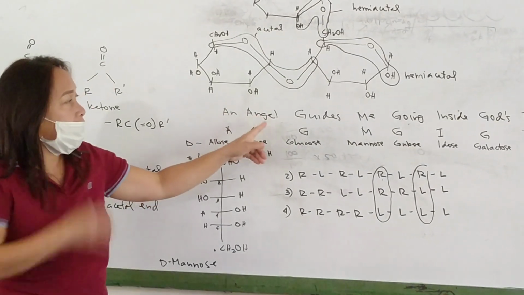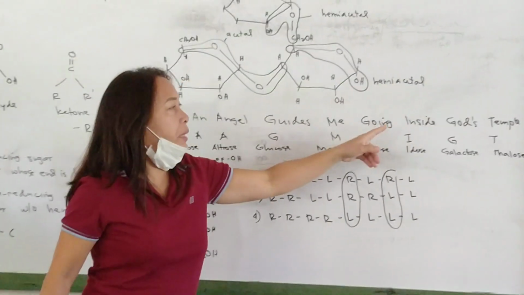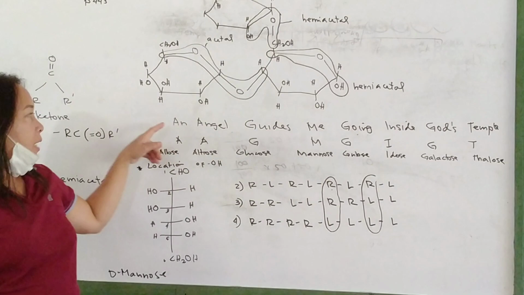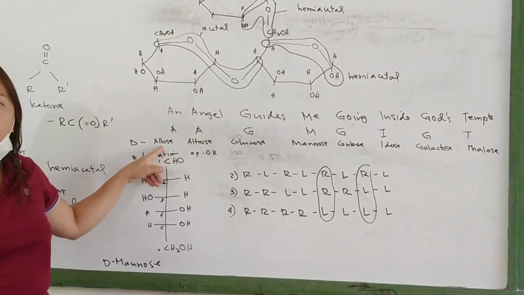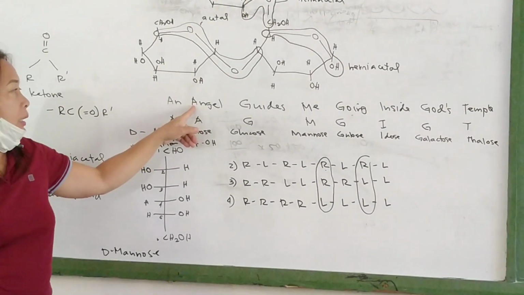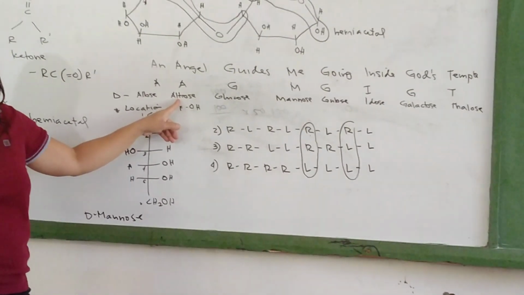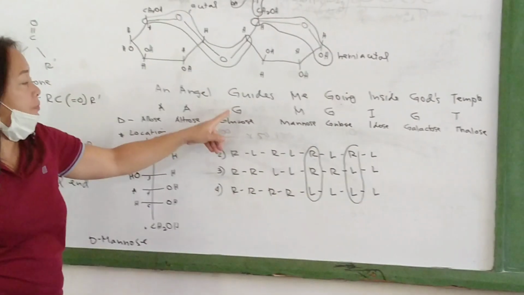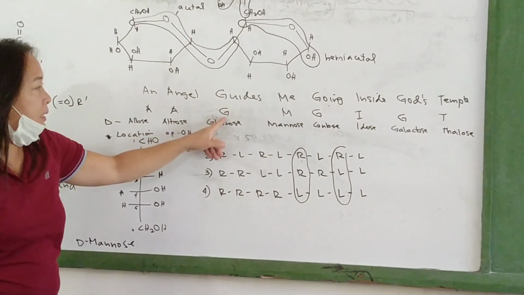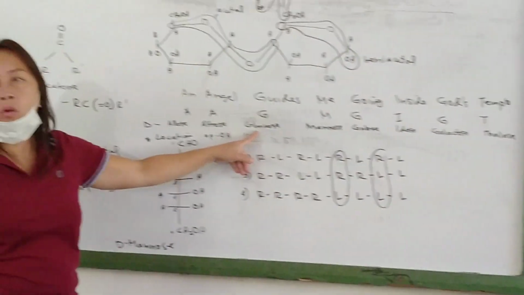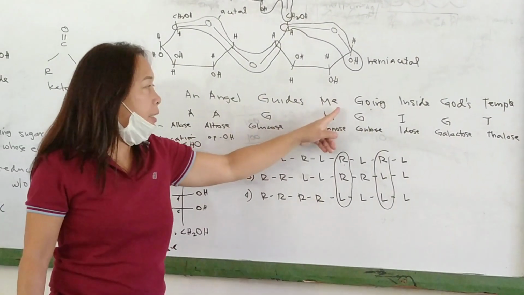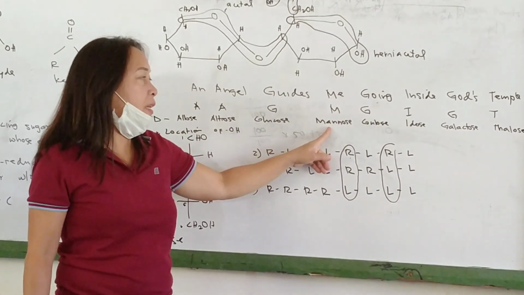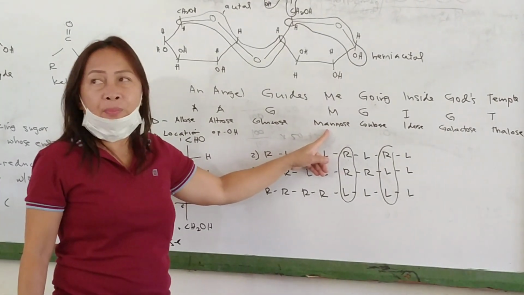An angel guides me going inside God's temple. The An represents the A here, which is allose. Angel, A, another monosaccharide, altrose. And then you have G, guides, which represents glucose. And you have me here, the M, that corresponds to mannose.